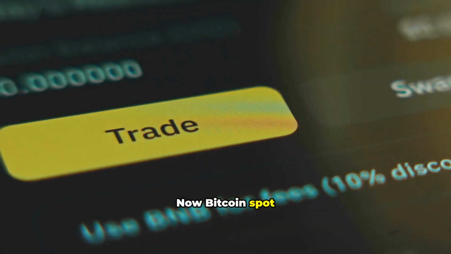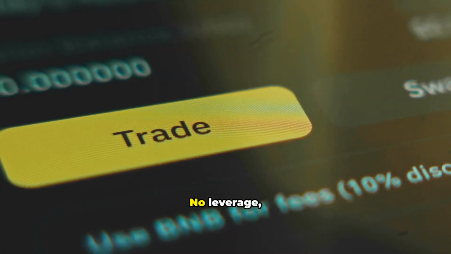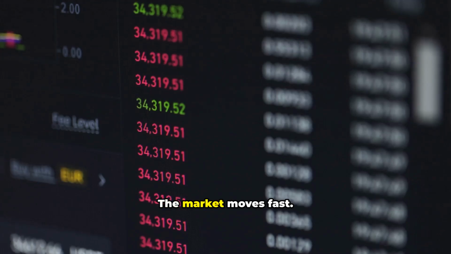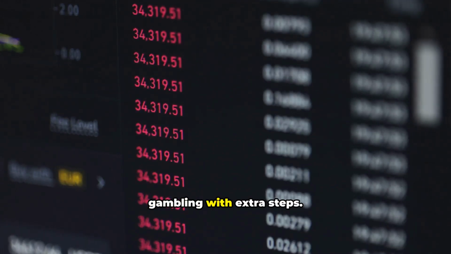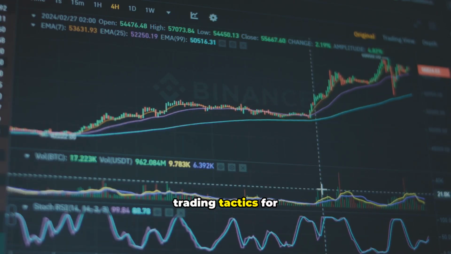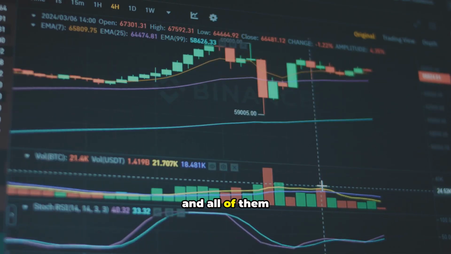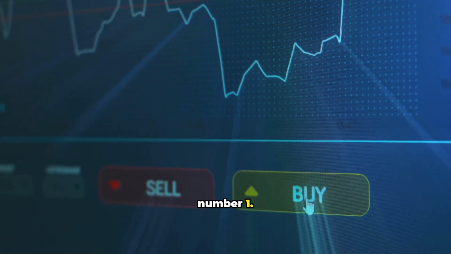Now, Bitcoin spot trading is different from futures. You're buying and selling the actual asset. No leverage, no liquidations, but that doesn't mean it's easy. The market moves fast, and if you don't have a clear framework, you're basically gambling with extra steps. Today we're covering 3 specific spot trading tactics for Bitcoin, all of them based on real market structure, and all of them things you can apply starting today. Let's go. Tactic number 1.